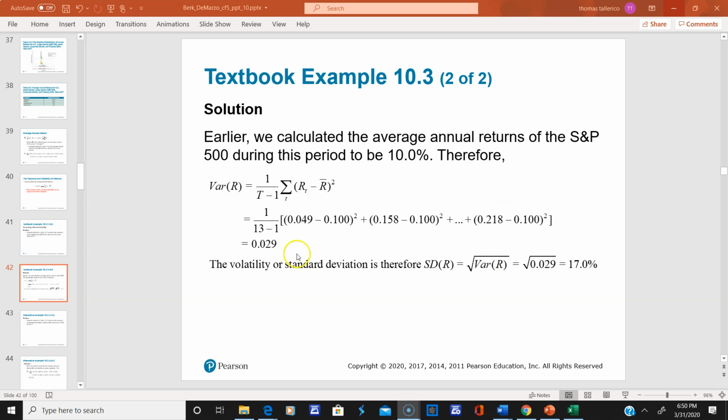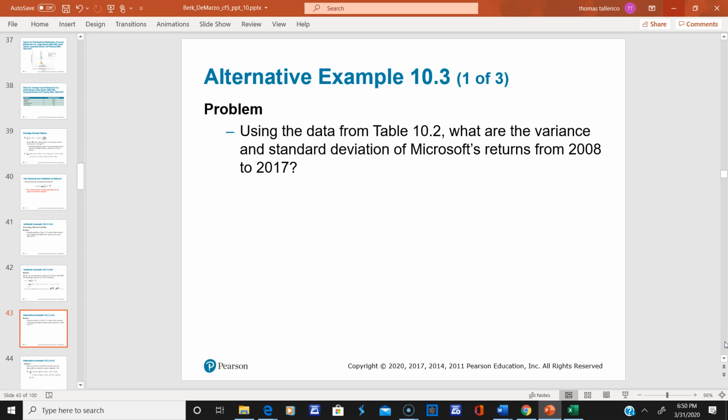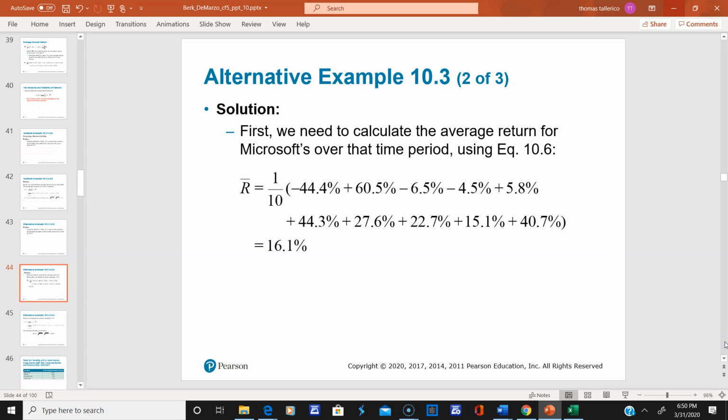So you can probably use Excel to calculate these. Okay, so here's the Excel. If you take these numbers and pop them into Excel, this gives you the average. Here's the average return.